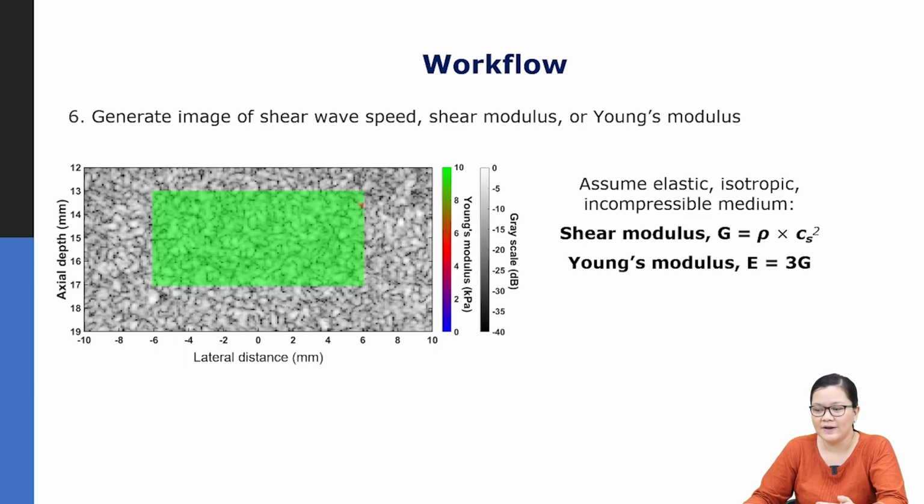After you have measured the shear wave speed, you can also generate the shear modulus by using our equation based on several assumptions of assuming that the material is elastic, isotropic, or incompressible here. You can also compute the Young's modulus at each spatial location and eventually generate an image such as this. This is an image of a tissue mimicking phantom. You can see the B mode, which is in grayscale, and the overlaid Young's modulus image right here. In this image, we see that most of the tissue mimicking phantom is around 10 kilopascals.